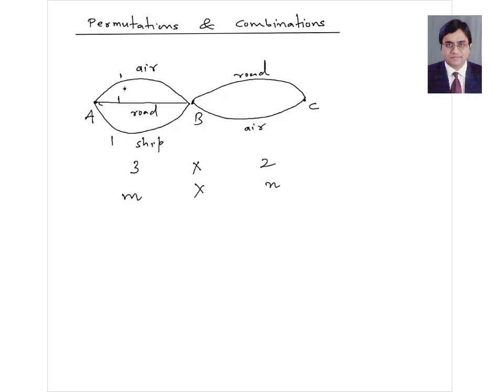When are choices obtained by addition? When it is mutually exclusive. So for this task, I had to add. For this task, I had to add. But when I dealt with independent tasks to get the overall job, I had to multiply.